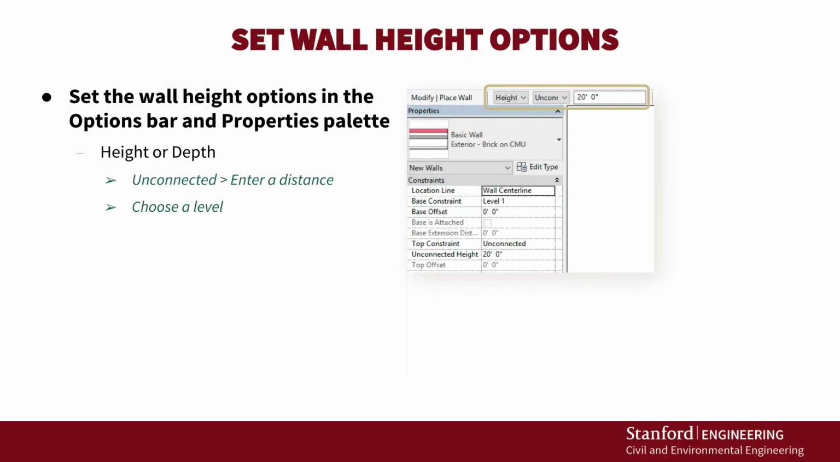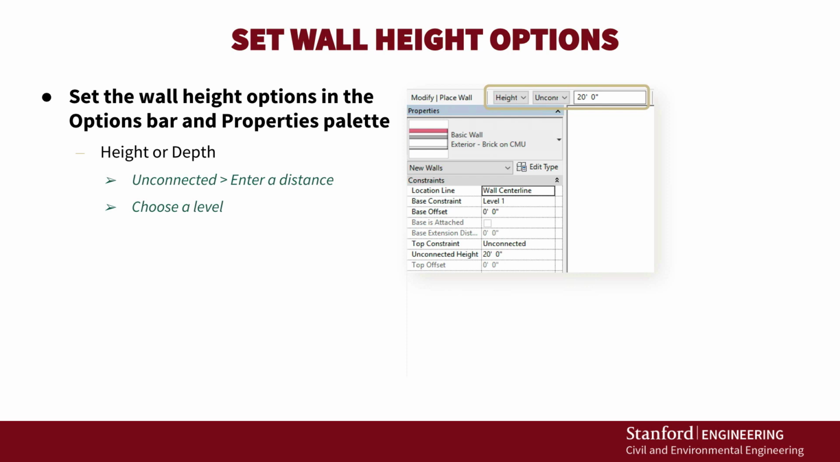After choosing the wall type, you'll next want to set the height of the wall that you're creating. You can do that by making some choices in the options bar that appears just above the Properties palette. You'll find a menu there that lets you choose either height or depth, depending upon whether you'll be measuring up from the floor level or down below the floor level. For our work, I'd recommend choosing height, and then you can enter either a fixed distance. For example, here we've entered 20 feet, which is considered an unconnected distance. So it's an explicit distance unrelated to the floor levels.